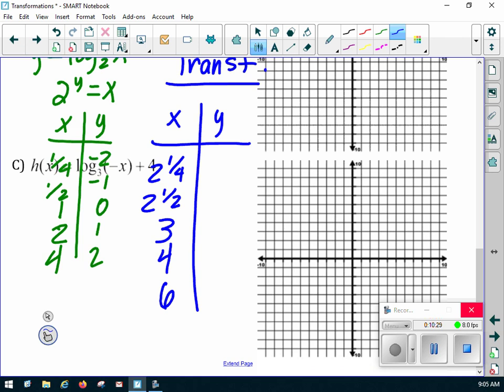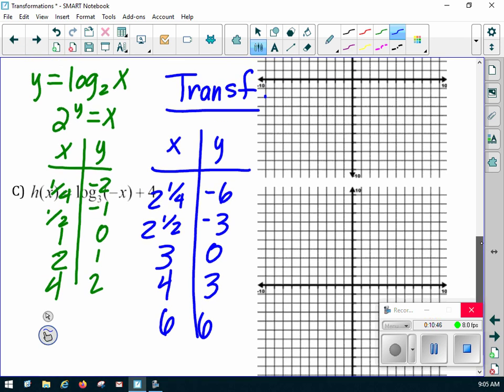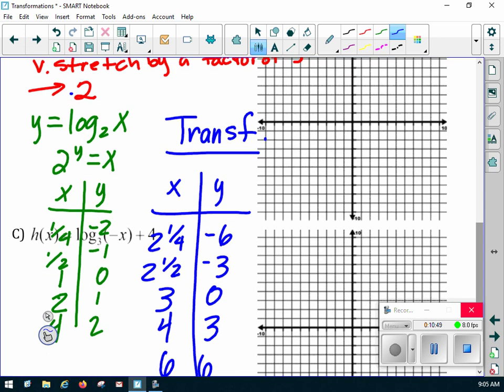Now what are we going to do to the y values? Multiply by 3. -6, -3, 0, 3 and 6. Plot them. 2 1/4, -6. 2 1/2, -3. 3, 0. 4, 3. 6, 6.